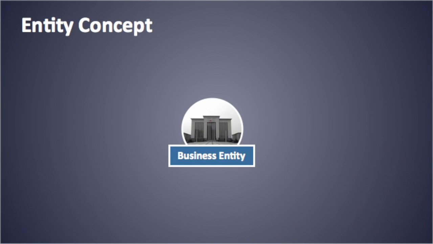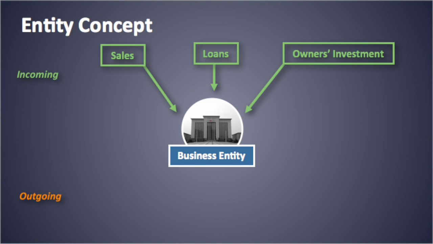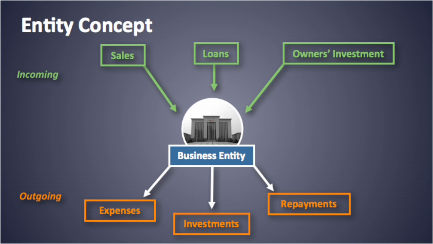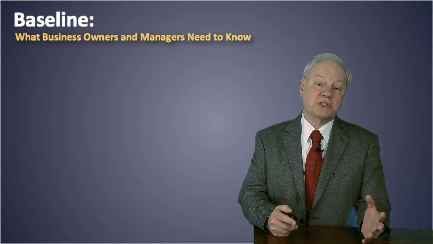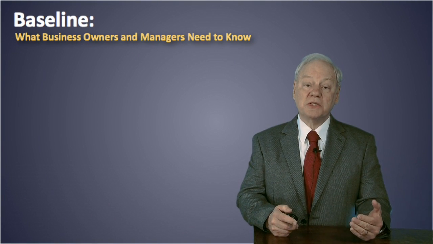Well, fundamental to any sort of accounting is something called the entity concept. Basically, we're going to try to account for what's going on inside a business entity. And so we have a lot of incoming things like sales and loans and owner's investments, things that are coming into that entity. And then we've got things going out of the entity, things like expenses and investments and repayments. So we're going to try to understand what goes on in this business entity by looking at what's coming in and what's going out.